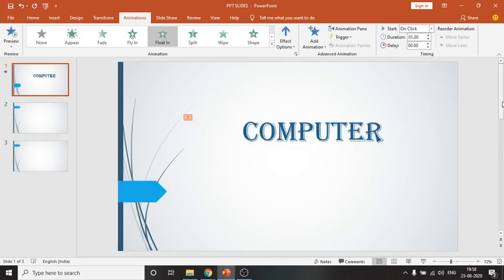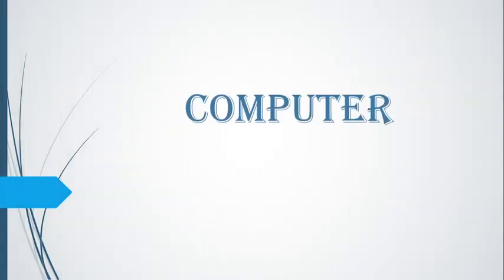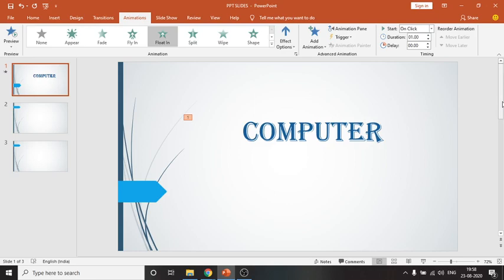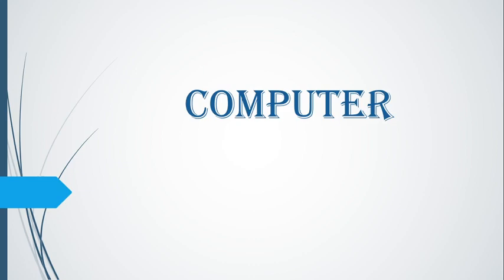So if I go for the slideshow, how the entire thing will be before me. First transition, then animation. So this is the difference. Transition will be applicable for the slide, and animation will be applicable on the text. Right?